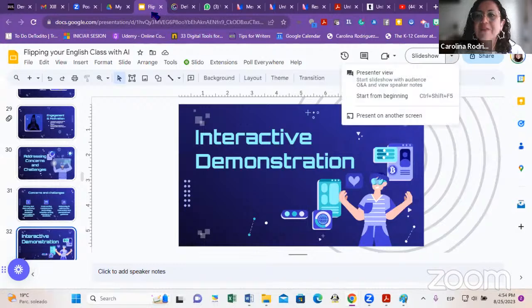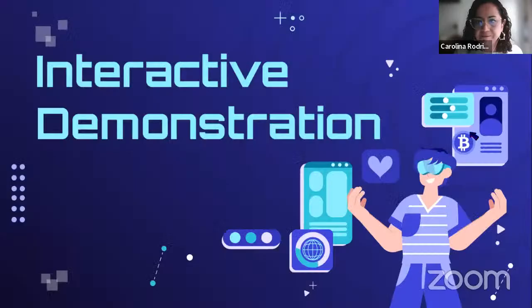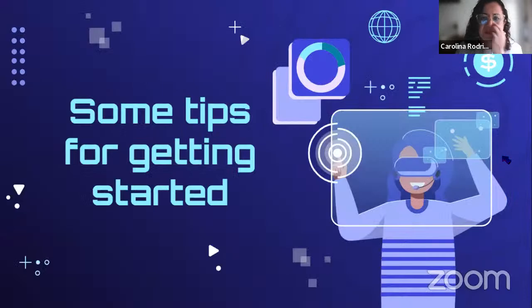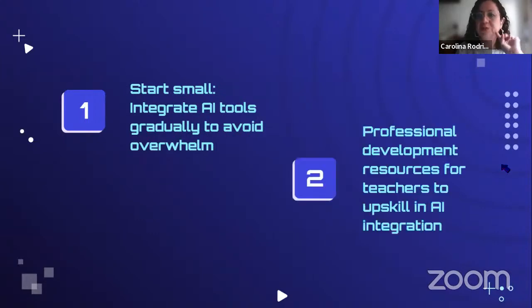And that is only one of the tools. There are many tools. The idea would be to explore and see which one you want to use, okay? So some tips for getting started. Start small. Integrate AI tools gradually to avoid overwhelm. And this also goes for flipped learning. If you have never flipped your class, just flip one lesson, right? Flip just one thing, do one tool, and wait and see how it goes.